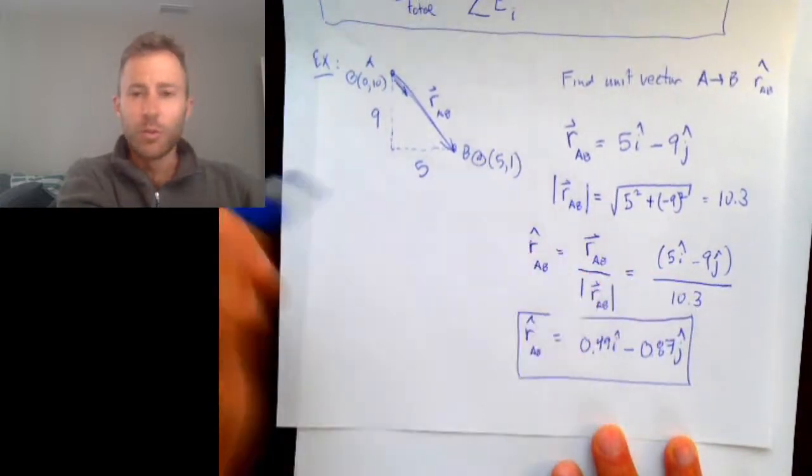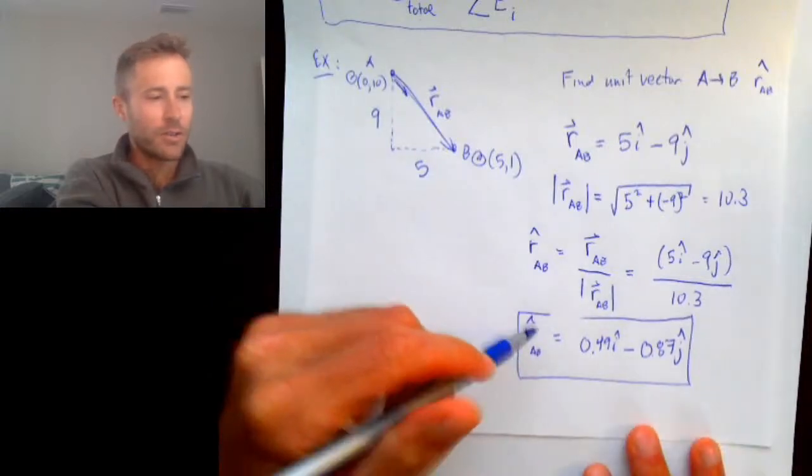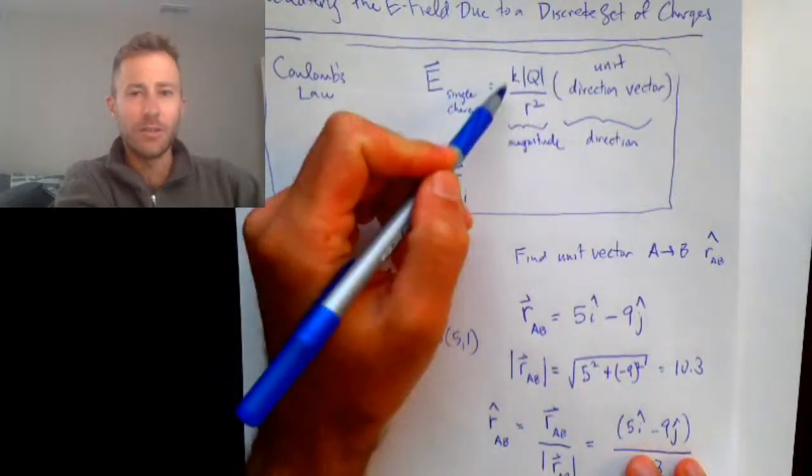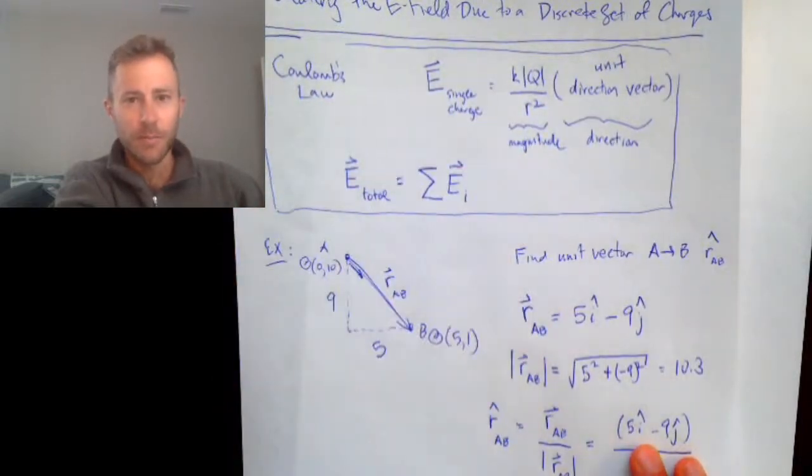We're going to have to do that kind of calculation when we calculate the electric field, because it's a magnitude times a unit vector. So that's why we have to do that kind of calculation.